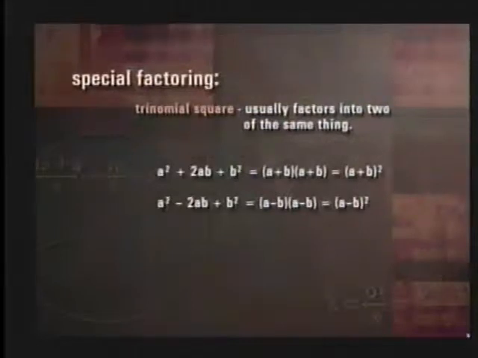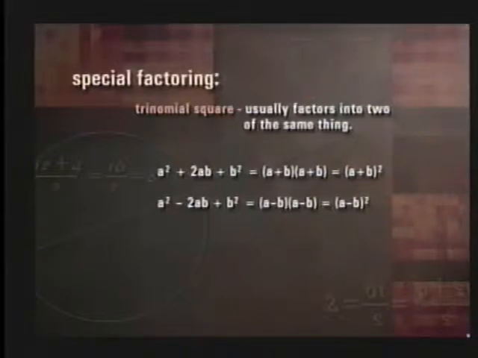When we talk about special factoring, we're going to start with the trinomial square. The trinomial square usually factors into two of the same things. So I've got the general format for most trinomial squares. The first one, a squared plus 2ab plus b squared, will always factor into a plus b times a plus b. And if we write that sophisticatedly in algebra, we can call that a plus b quantity squared. And the second trinomial, a squared minus 2ab plus b squared, factors into two of the same things: a minus b times a minus b, or a minus b quantity squared.